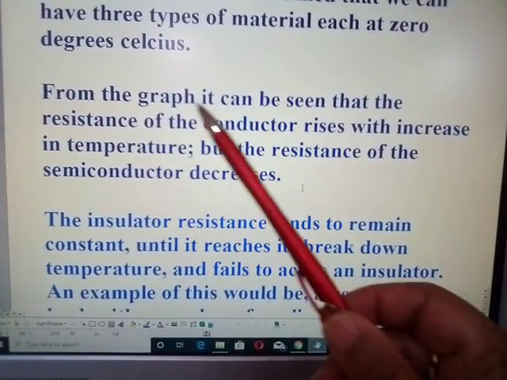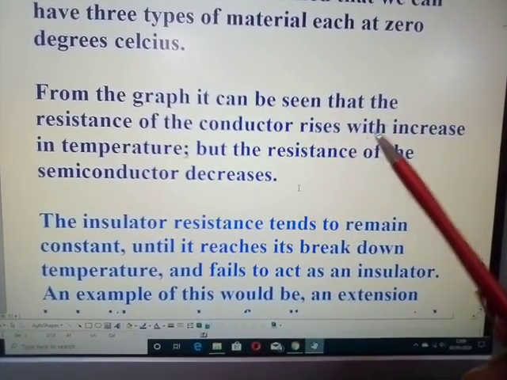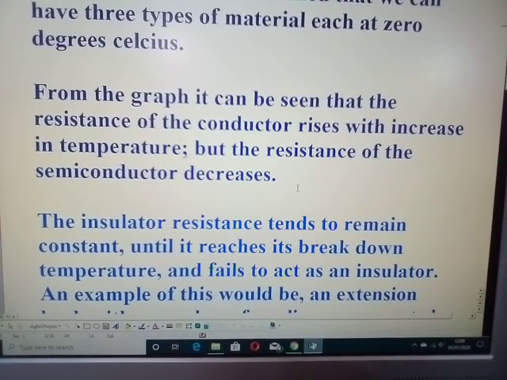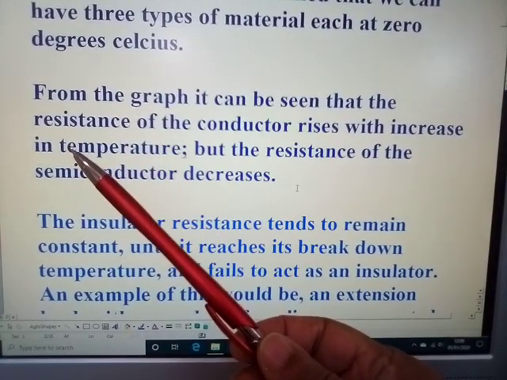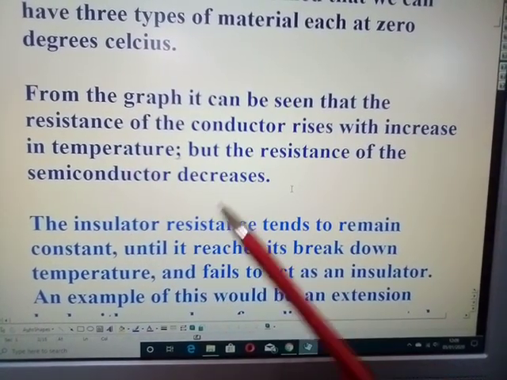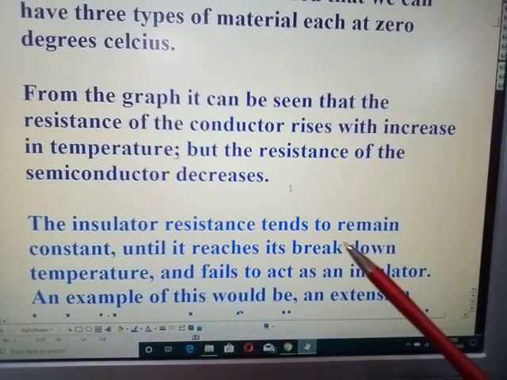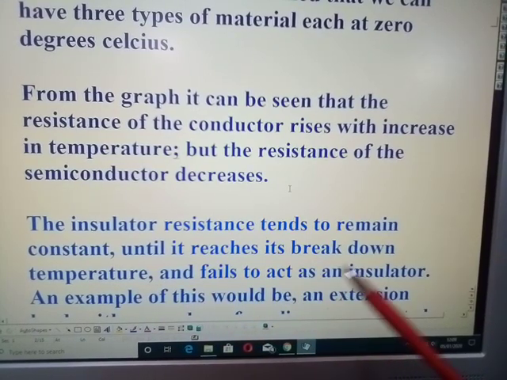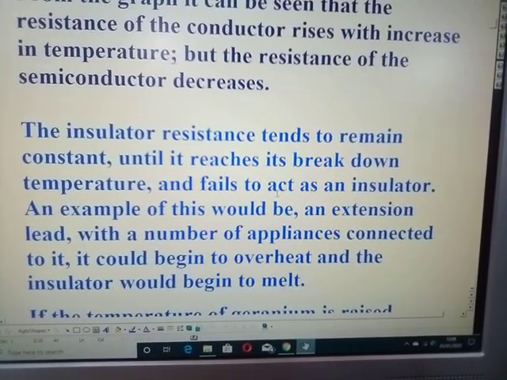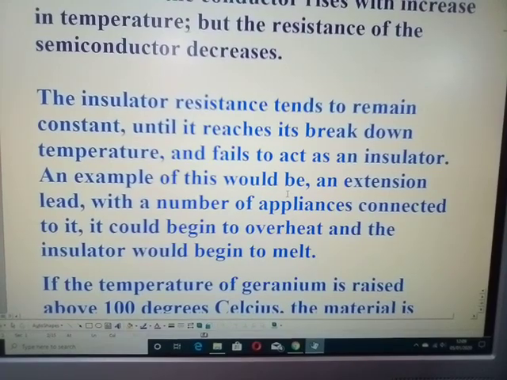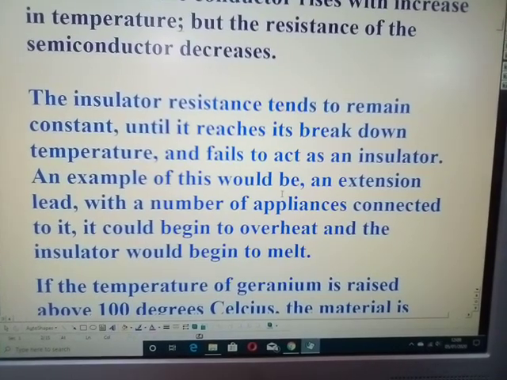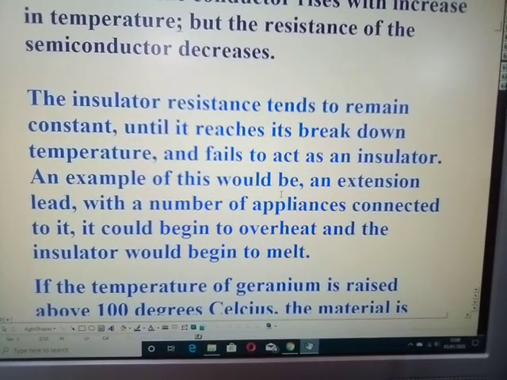So here, from the graph, it can be seen that the resistance of the conductor rises with increase in temperature. So the resistance of a copper conductor will increase when the conductor begins to get hot. But the resistance of the semiconductor decreases. The insulator resistance tends to remain constant until it reaches its breakdown temperature and fails to act as an insulator. And you've seen this before in diagrams given to you in the workshop, and maybe even some experiments showing the effect of overheating of cables on its insulation.